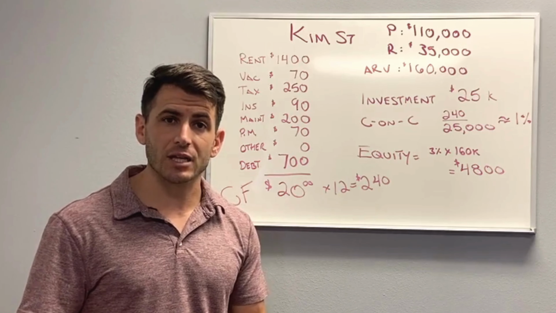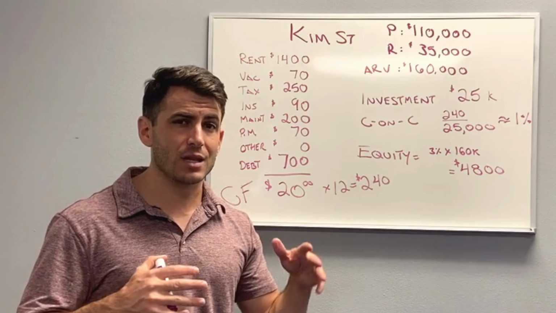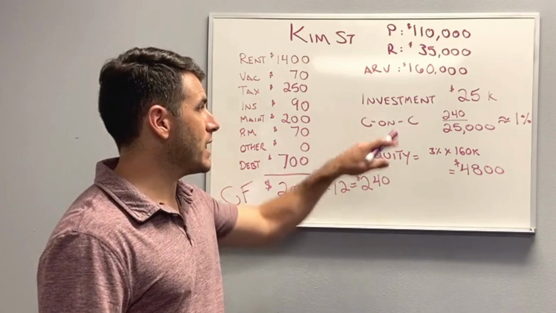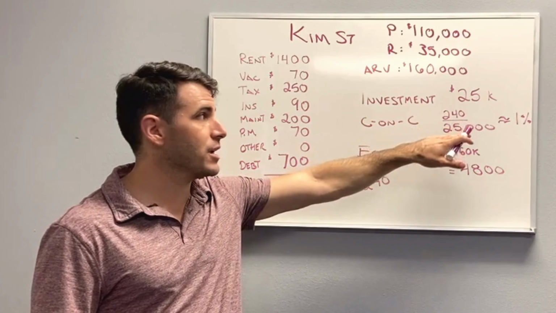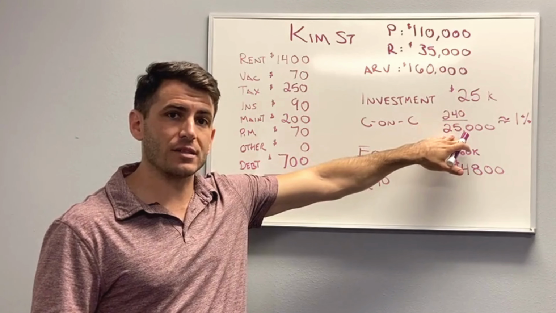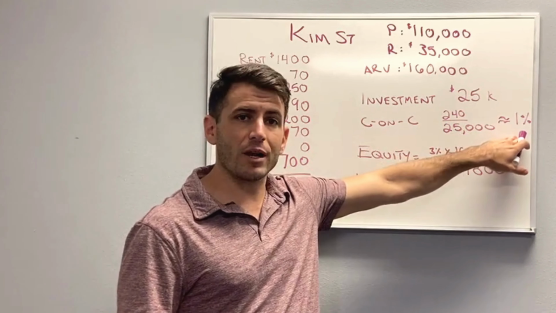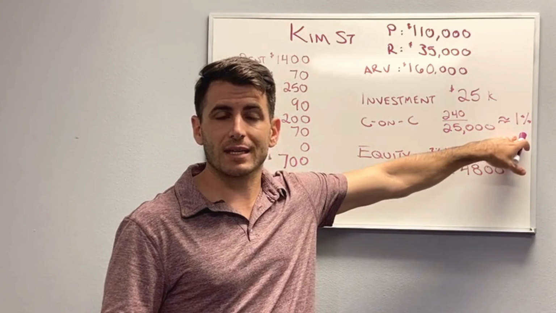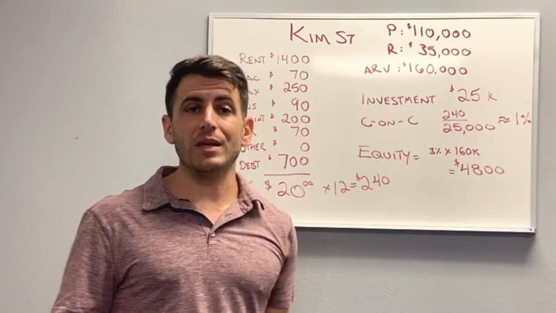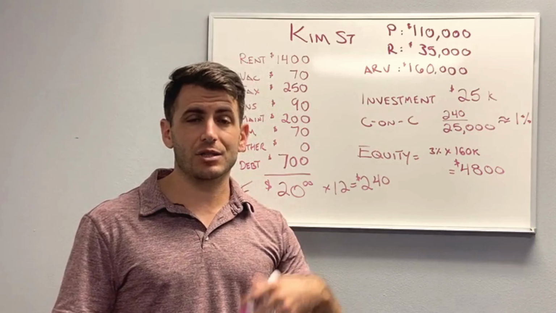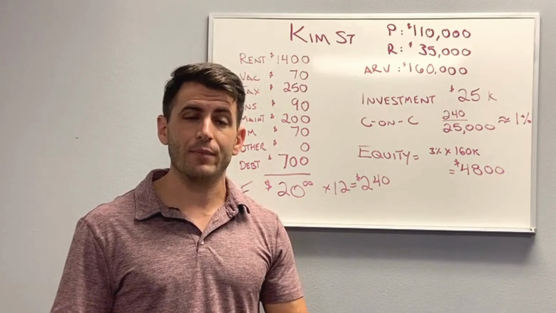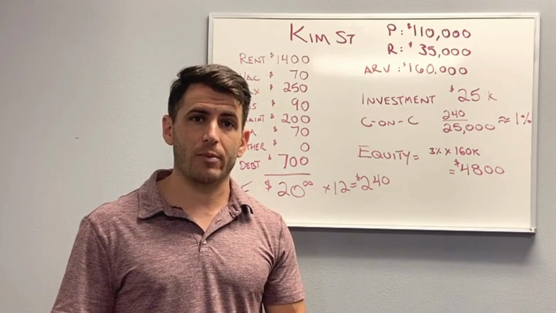That's dog shit cash flow, but just to take this one step further, let's look at my cash on cash return. $240 per year divided by $25,000 initial investment means I'm bringing in less than 1% cash on cash return. You can beat that in the bond market. You can beat that almost anywhere. Your savings account can probably beat that. So why did I buy this property?